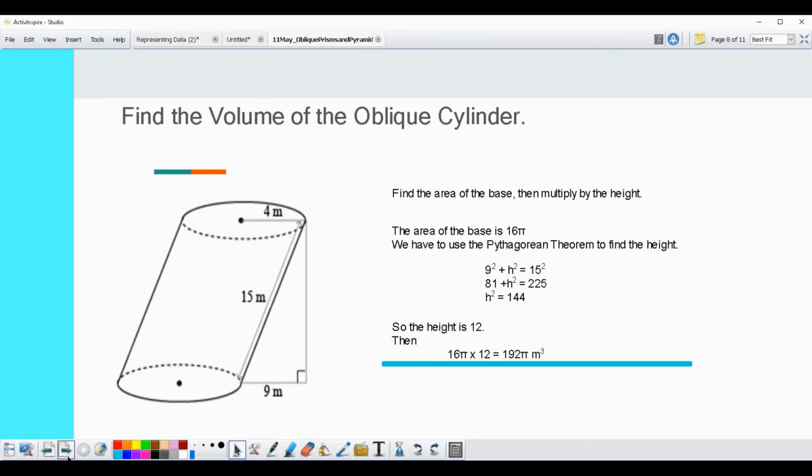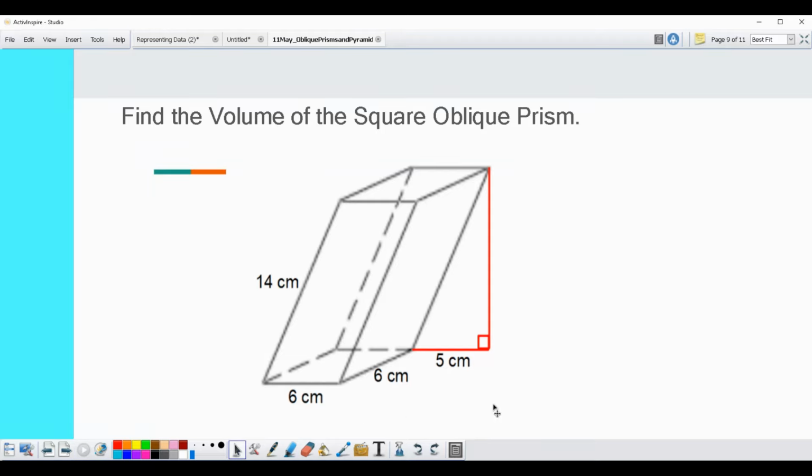So sometimes, I guess the thing that we're picking up here is that sometimes we may have to use the Pythagorean theorem to determine the height. And this works again for all figures, whether it's a cylinder, a cone, a pyramid, they all work exactly the same. Okay, we're going to go to a square oblique next.